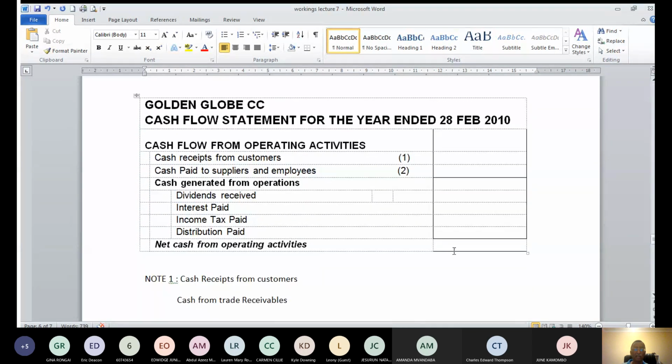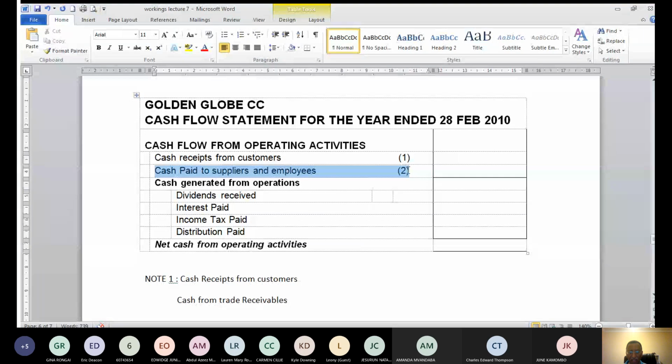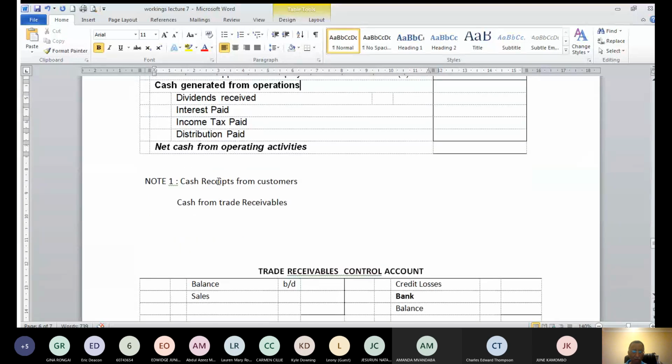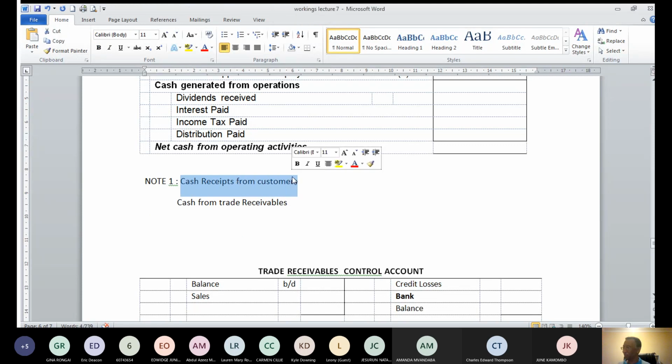I'm doing the cash flow from operating activities from Golden Globe Close Corporation for the year ended the 28th of February 2010. To do the cash flow from operating activities, I start with cash receipts from customers, which I explained by note number 1, and the cash paid to suppliers and employees, and I will do that by note number 2. So I'm going to start now, and I say under my note number 1, I want to calculate what is my cash receipts from customers.